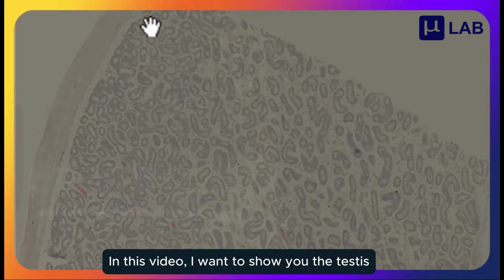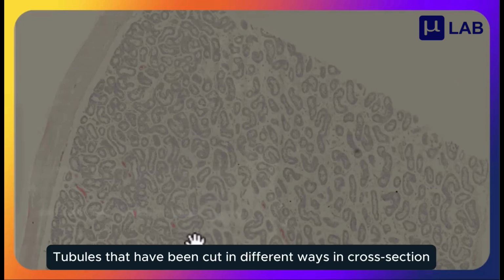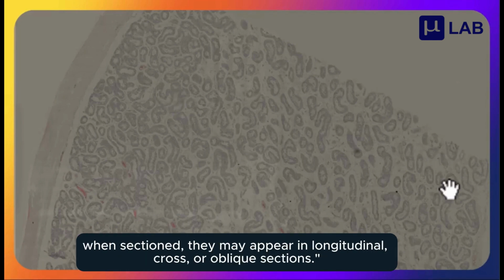In this video, I want to show you the testis. This is the structure of the testis. Why? Because it is made up of a series of tubules that have been cut in different ways in cross-section. These tubules are the seminiferous tubules, and because they are highly coiled, when sectioned, they may appear in longitudinal, cross or oblique sections.